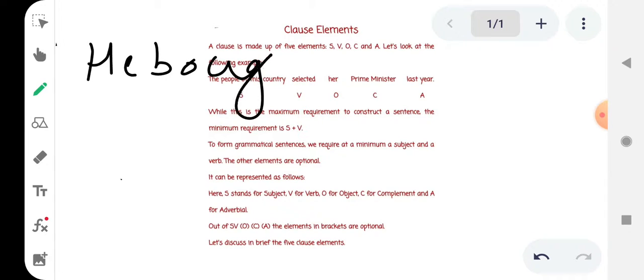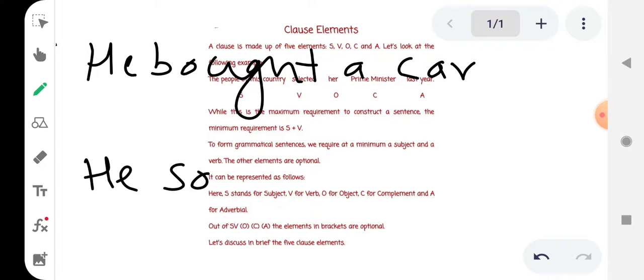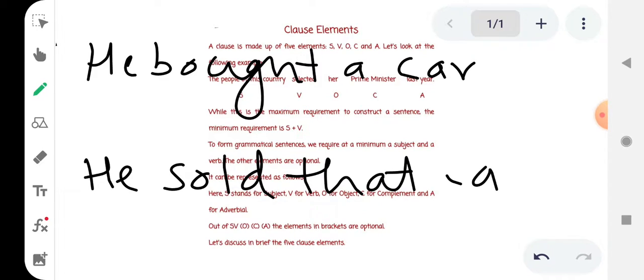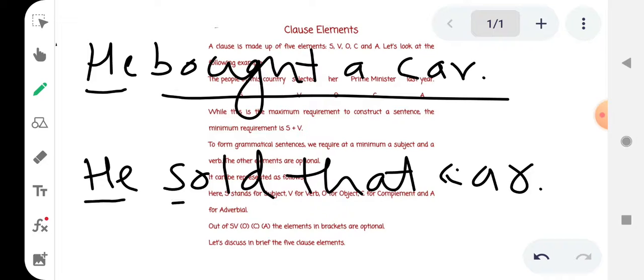He bought a car. He sold that car. Okay, these are two different sentences. This is the subject, this is the subject, the remaining is the predicate.